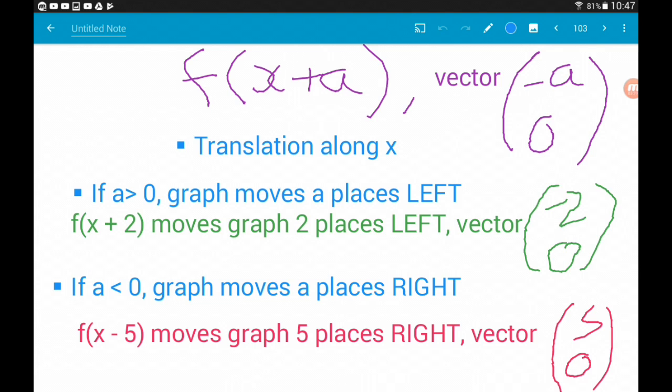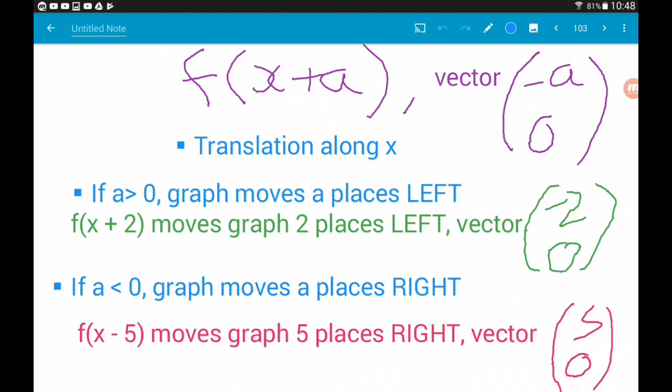This is where it starts to get counterintuitive. If we want to sketch the graph of f of x plus a, this actually moves a places to the left, bizarrely. So in general, the translation vector for f of x plus a is, sorry, it's not (0, a), it's (-a, 0). This is quite a tricky one to wrap your head around.